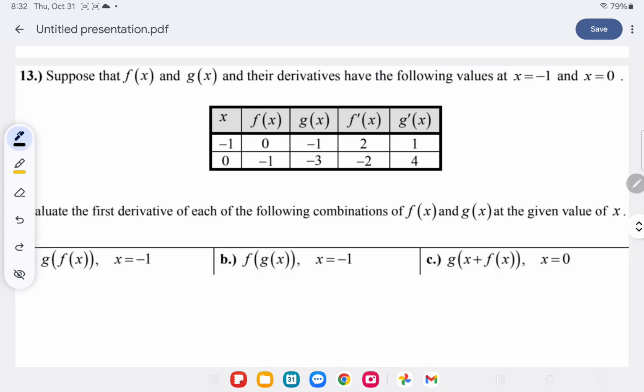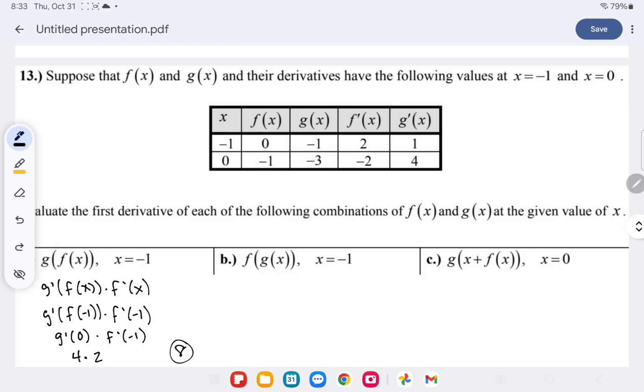All right, using the table. So this first one, we're going to have to use the chain rule. We have the derivative of the outside times the derivative of the inside, and we're doing everything at -1. I should be a little bit more careful with my notation, but that's okay. f of -1 is 0, so I'm going to find g prime of 0 times f prime of -1. g prime of 0 is 4. f prime of -1 is 2. 4 times 2 is 8.